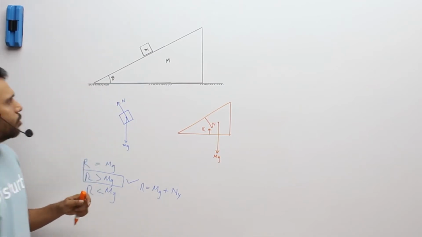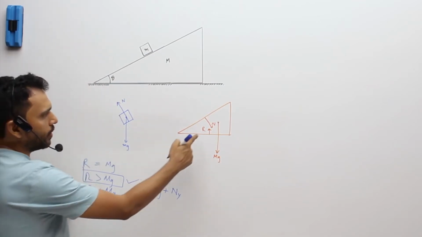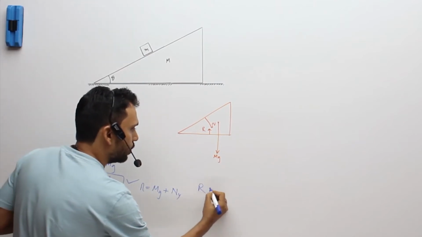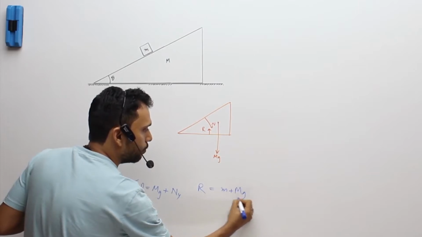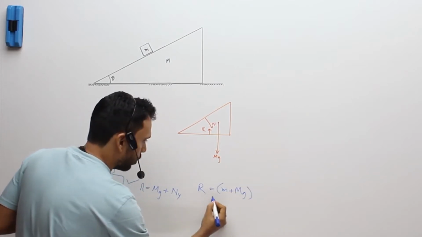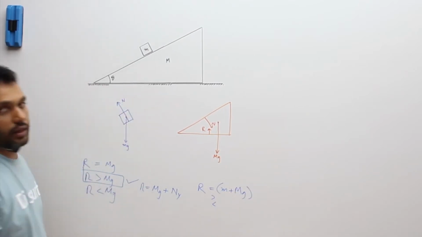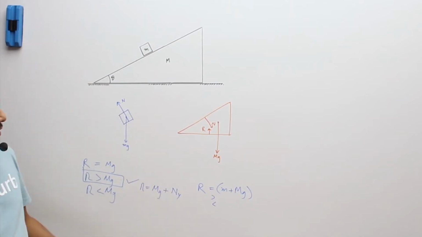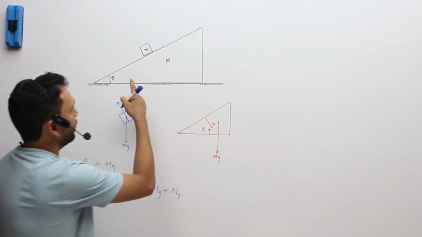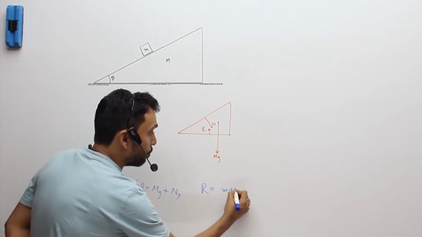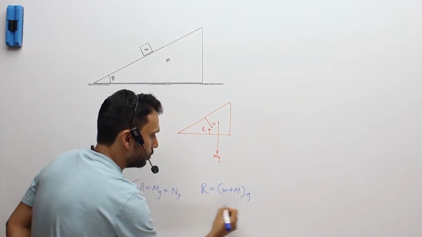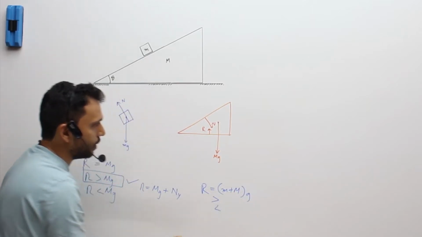Now another quick fire question. Will this R be equal to M plus m g, or greater than or less than? I'll give you 30 seconds for it. Think and answer. Another quick one. Will this R be equal to M plus m g, or greater than that, or less than that?